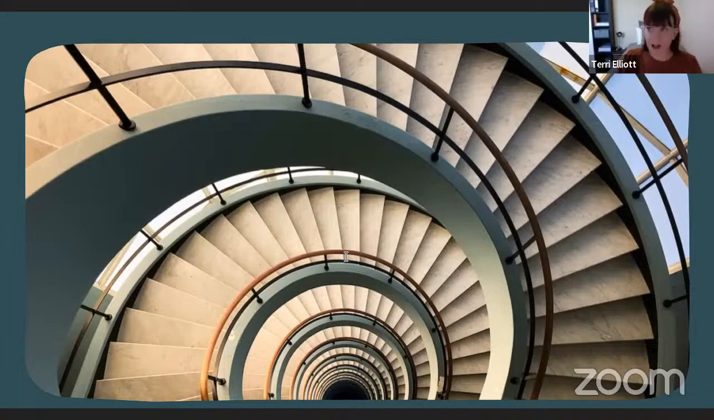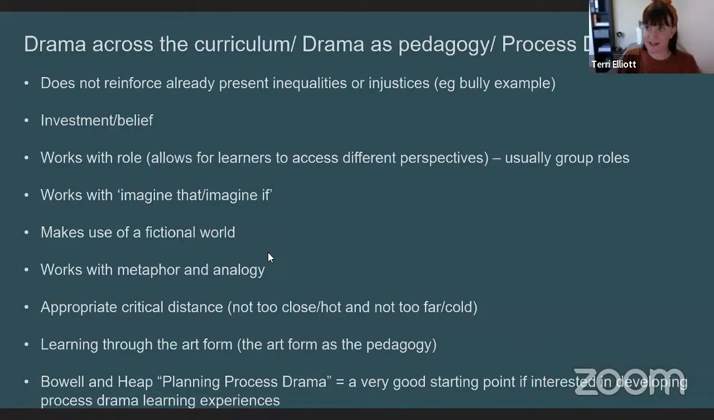So if we can have the last slide, I'm going to touch on a few key points of the idea of using drama across the curriculum. And then we open up to chat, because like I said, learning is a dialogue. So this has a lot of different names. Drama across the curriculum, drama as pedagogy, process drama, an older name for it is drama in education, but there are some key elements that underpin it.